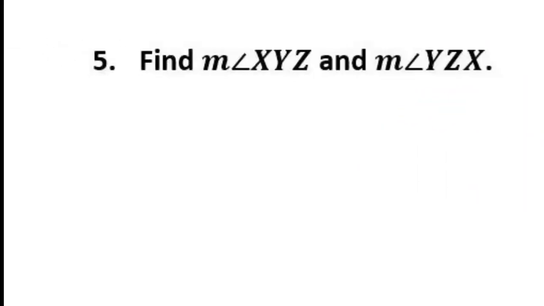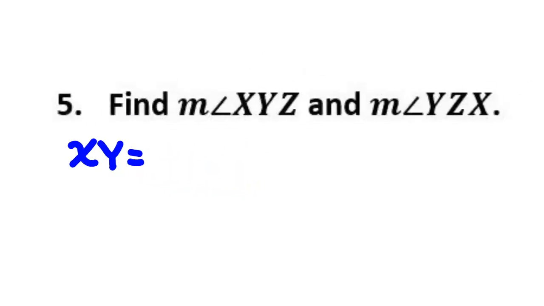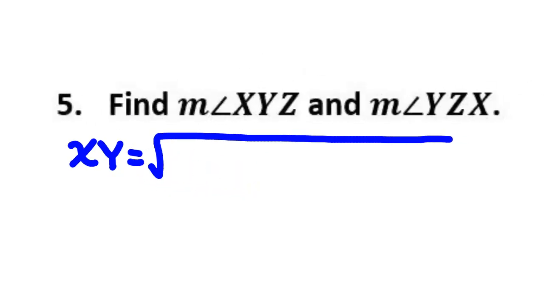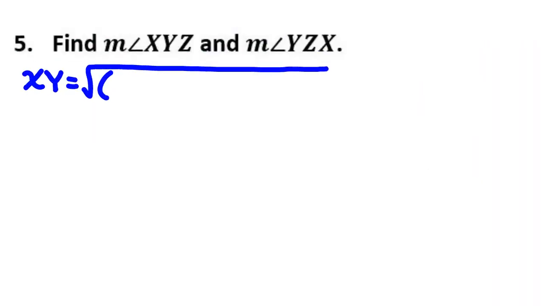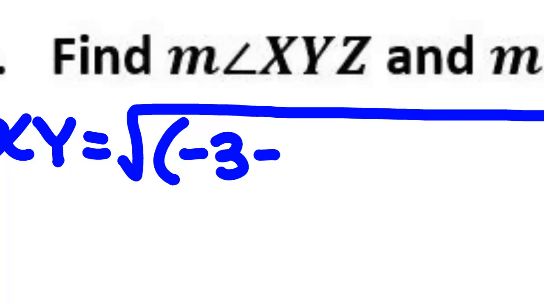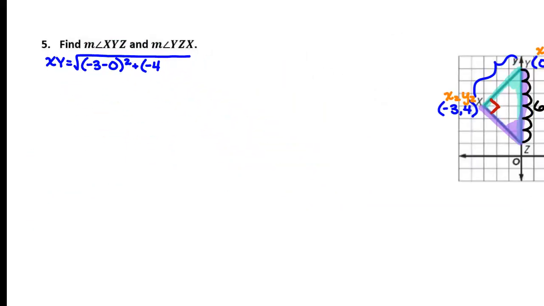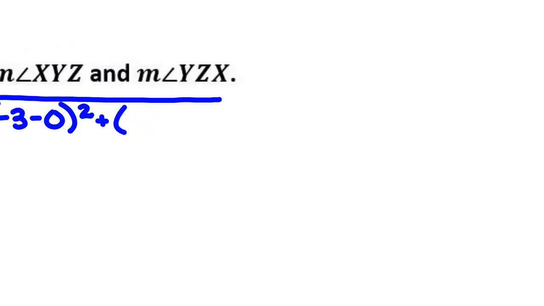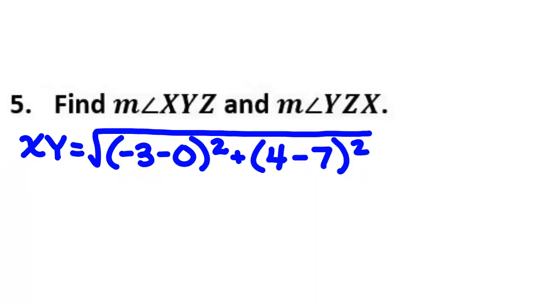So now to find the length from X to Y, we need a big old square root sign. I do x2, which is -3, minus x1, which is 0. Close my parentheses and square it. Plus y2, which is 4, not -4, +4, minus y1, which is 7. Close my parentheses and square it.